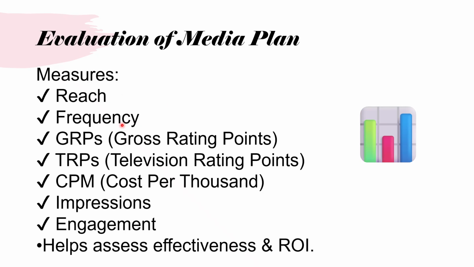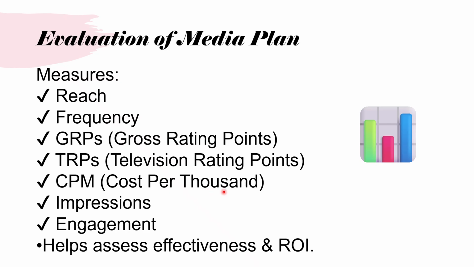Next is frequency, which talks about how many times the same person saw the advertisement. For example, YouTube ensures repeated exposures by showing the same ad during multiple videos. Then is GRPs, which is gross rating points. This means the total exposure level of the campaign on television. TRP is television rating points, which measures how popular a TV program is. Higher the TRP means more visibility for ads placed during that show.